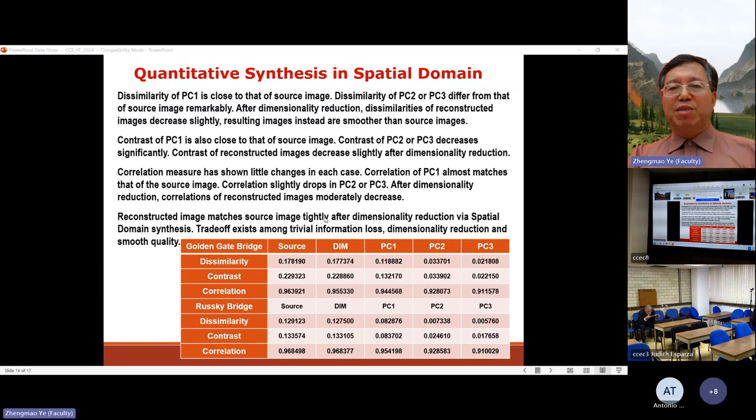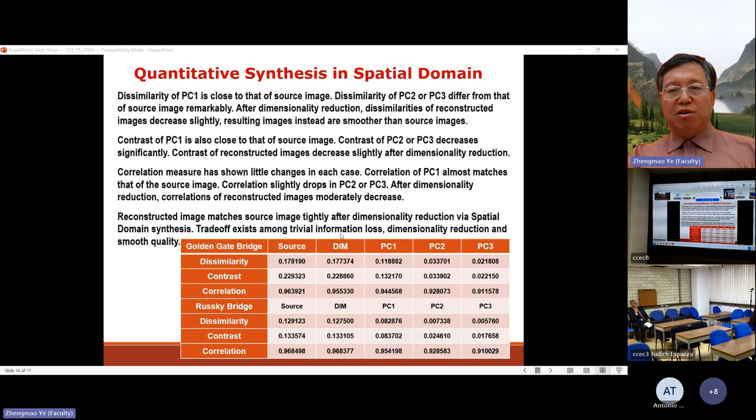Now the dissimilarity of PC1 is close to that of the source image. The dissimilarity of PC2 and PC3 differs from the source image significantly. After dimensionality reduction, the dissimilarity of the reconstructed image decreases just slightly, resulting in an image that is smoother than the source image, because the high frequency components might be deleted.